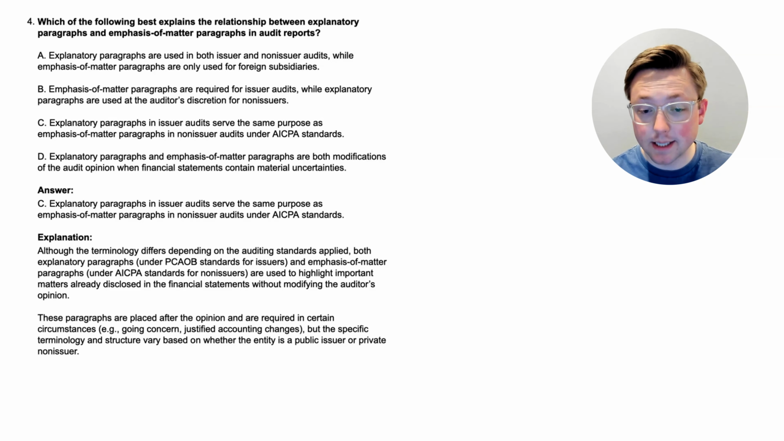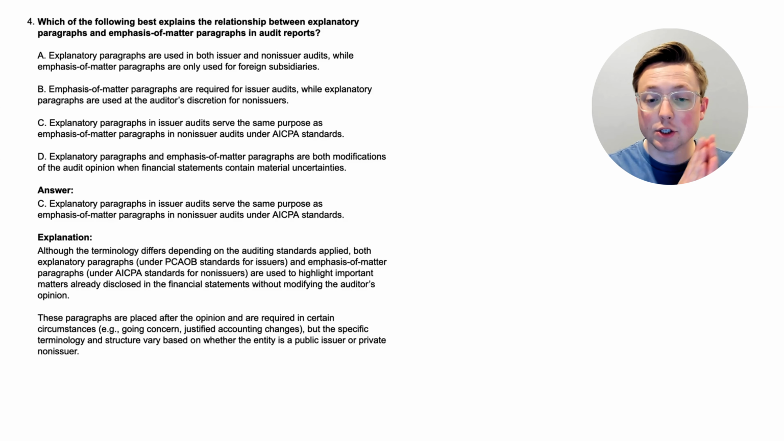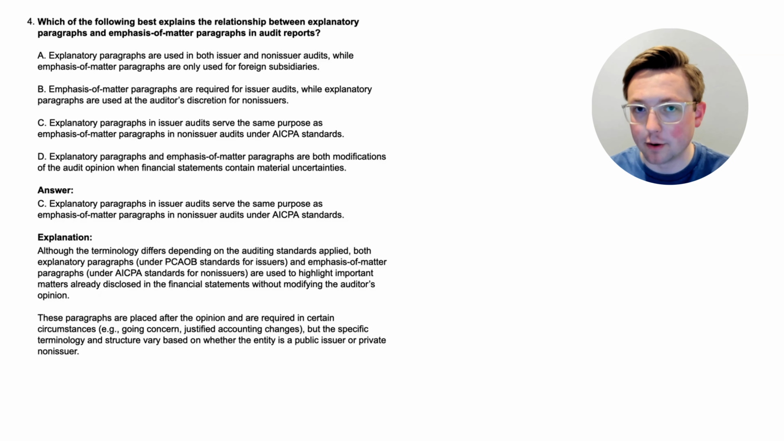Although the terminology differs depending on the auditing standards applied, both explanatory paragraphs under PCAOB standards for issuers and emphasis of matter paragraphs under AUD CPA standards for non-issuers are issued to highlight important matters already disclosed in the financial statements without modifying the auditor's opinion. So essentially, it is a word used for the same thing, but for an issuer or a non-issuer. So for issuers, you actually call it an explanatory paragraph, and for non-issuers, you call it an emphasis of matter paragraph.